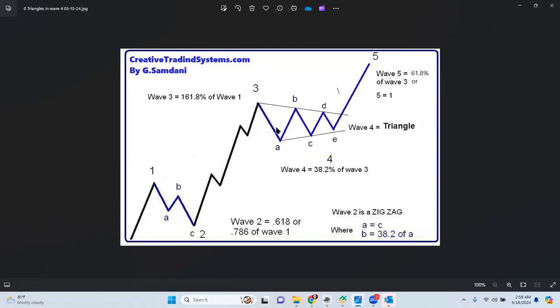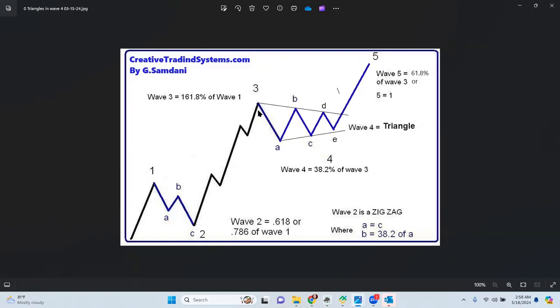The subwaves are 3, 3, 3, 3, 3, 3. Either it's going to be a 61% triangle or a 78% triangle. That means each leg is either 61% or 78% of the previous one. So wave B will be 61 or 78% of wave A. Wave C will be 61% or 78% of B, and D is also 61 or 78%, or E also 61 or 78%, and then it will break the triangle and go to the upside, right?